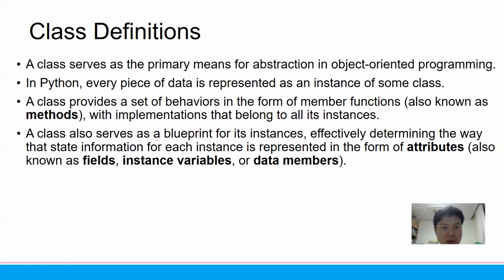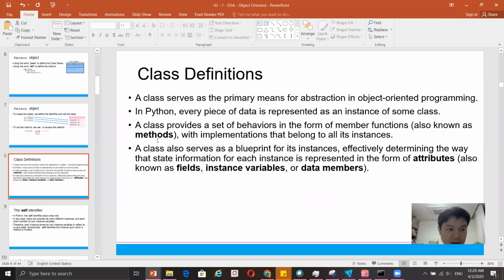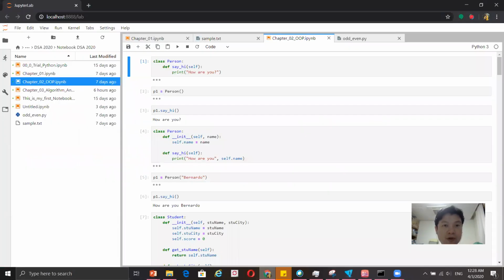Let's see with the example. Let's see the examples in the Python. So I hope that you already open your Jupyter notebook. You have your Jupyter lab, and I already prepared this one. Okay, the first example is I have a class, and the class name is person, so it's exactly the same with the PowerPoint. And then I have one method which is the say hi, and I just include self. And then I will print how are you.